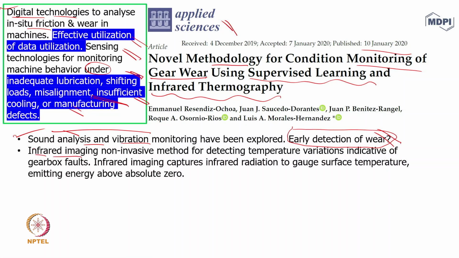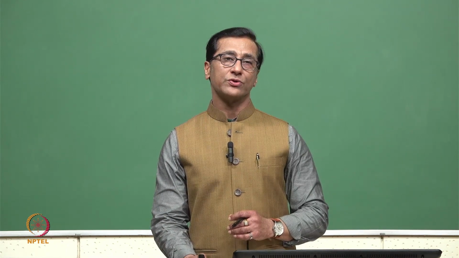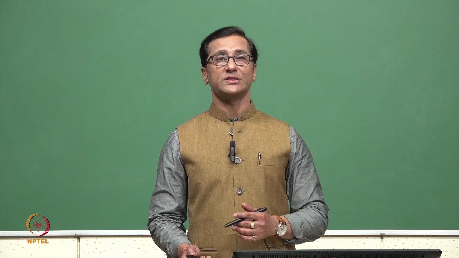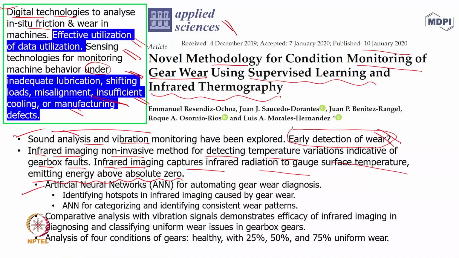Second is that they were using infrared imaging, which is an NDT technique, particularly to detect the temperature variation, which can give some sort of fault detection. So infrared imaging captures infrared radiation to gauge surface temperature. The reason is that every body emits radiation if its temperature is above absolute zero. And then if you capture it and do a trend analysis, you will know under which situation it is getting more problems. So they use an artificial neural network, which we have already covered in earlier lectures.